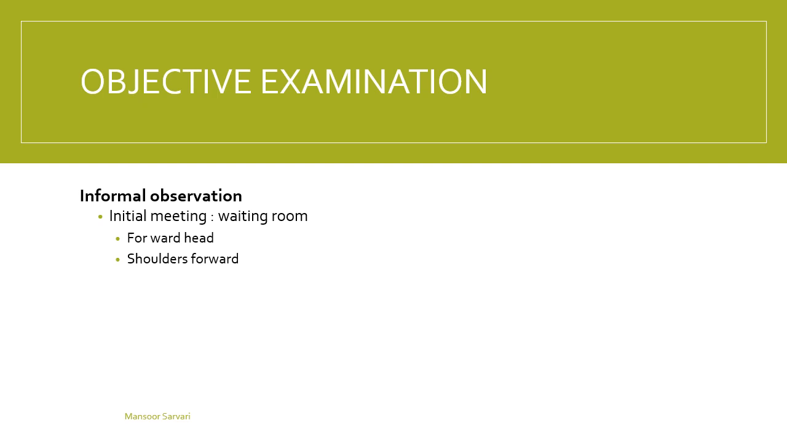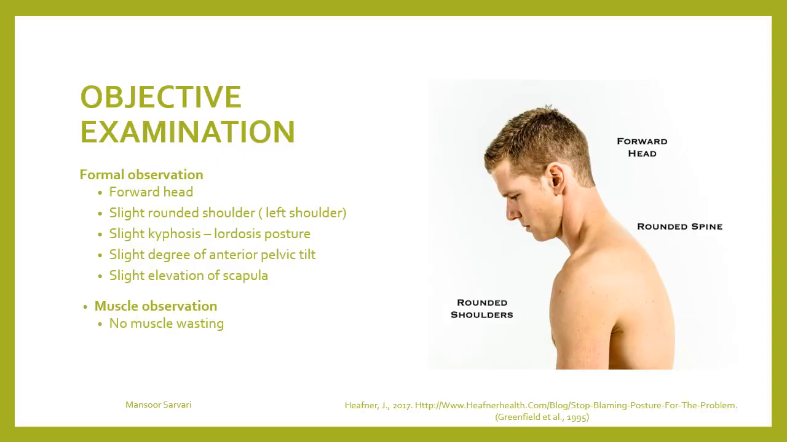On the first meeting in the waiting room, it was evident that Mr. B had his head tilted forward and his shoulders rolling forward also. On the formal observation, Mr. B had his head tilted forward as well as his left shoulder slightly anterior rounded, slight kyphosis and lordosis posture, a slight degree of anterior pelvic tilt and a slight elevation of the scapula. No muscle wasting was observed.